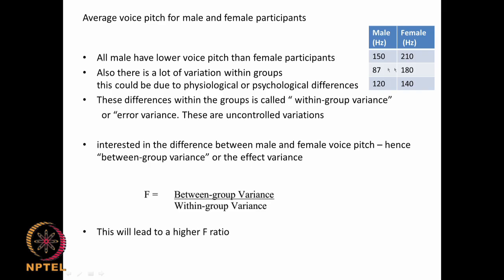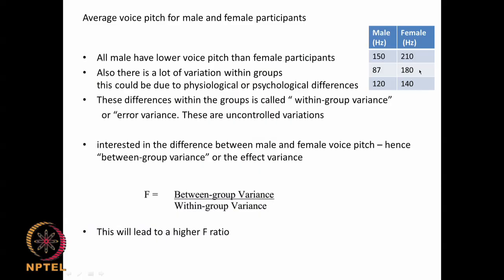So, let us not bother about it. There could be physiological as well as psychological reasons, that is why you find such large differences. These are called within group variance or error variance, and when we compare these two we call it between group variance. Obviously the F value we calculate is between group variance divided by within group variance, and we have to have a sufficiently large F, much larger than the table, then only we can say statistically there is a significant difference between the pitch of male vis-a-vis the pitch of female.